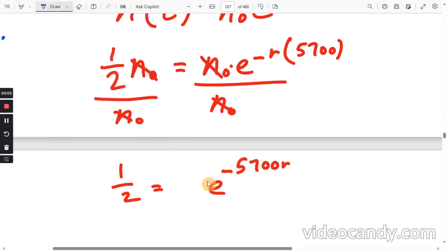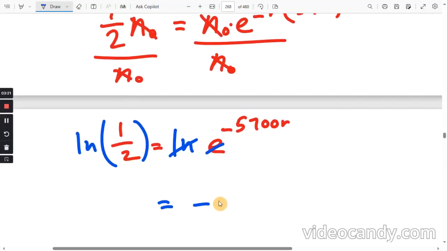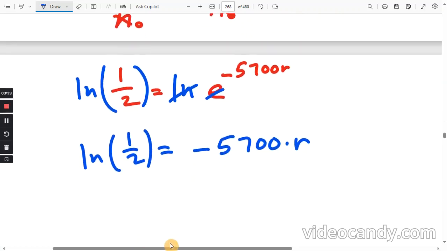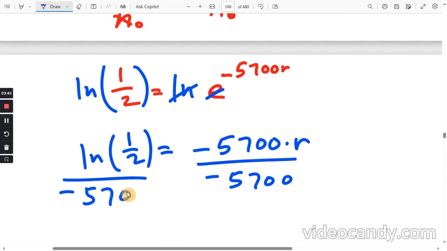All right, so the exponent is on e. So the base here is e. We're going to use log base e, which is natural log. You want to do the same thing to both sides. The natural log and the e cancel, and we're left with negative 5,700r. On the left, ln of 1/2. The opposite of times negative 5,700 is divided by negative 5,700. On the right-hand side, it cancels.